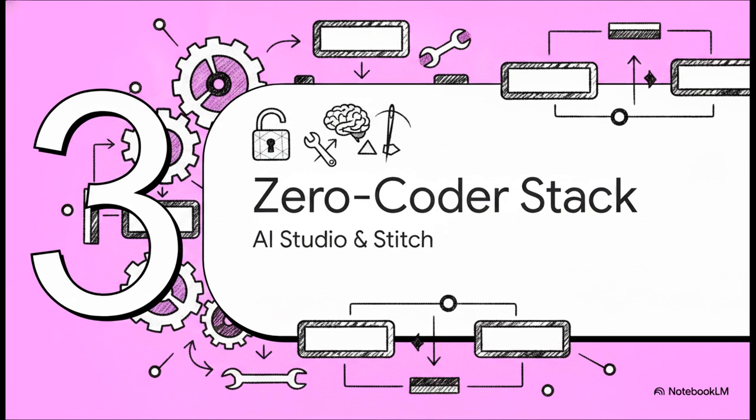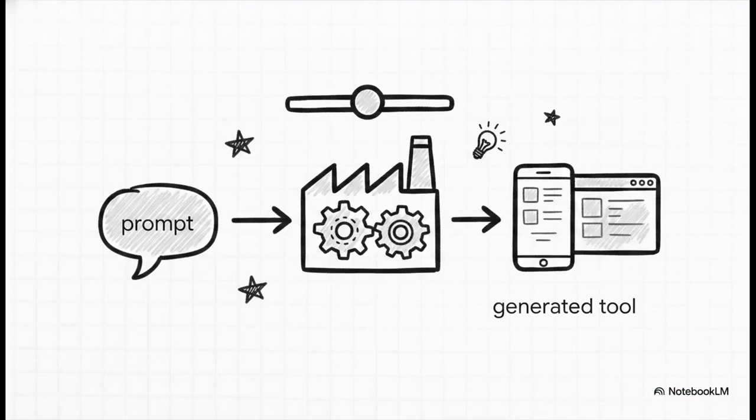All right, Section 3, the zero-coder stack. This is where we bring in tool number 3, AI Studio, and tool number 4, Stitch. So we've got our creative assets, right? Now it's time to actually build custom apps. And we're going to do it without writing a single line of code. Tool number 3, Google AI Studio, is, well, don't think of it as a chatbot. Think of it as a custom productivity factory.